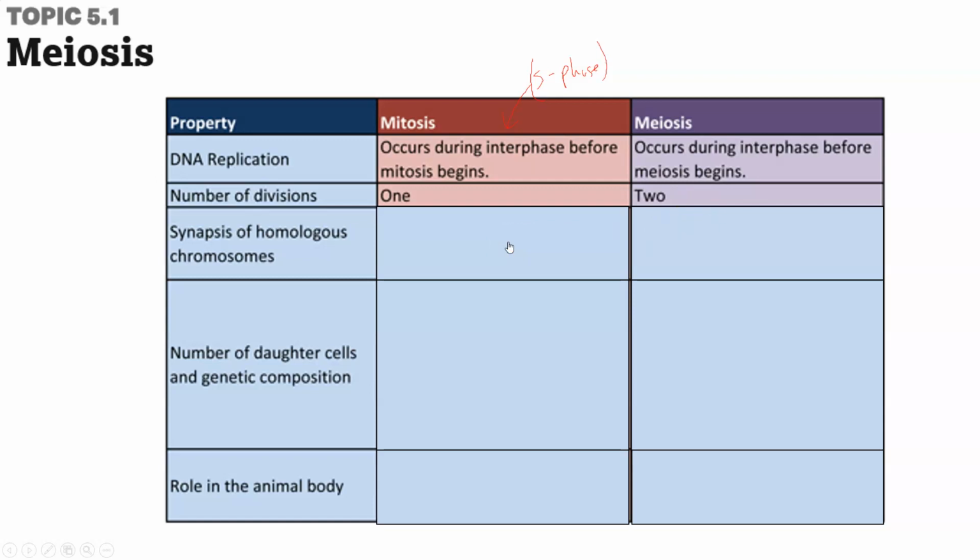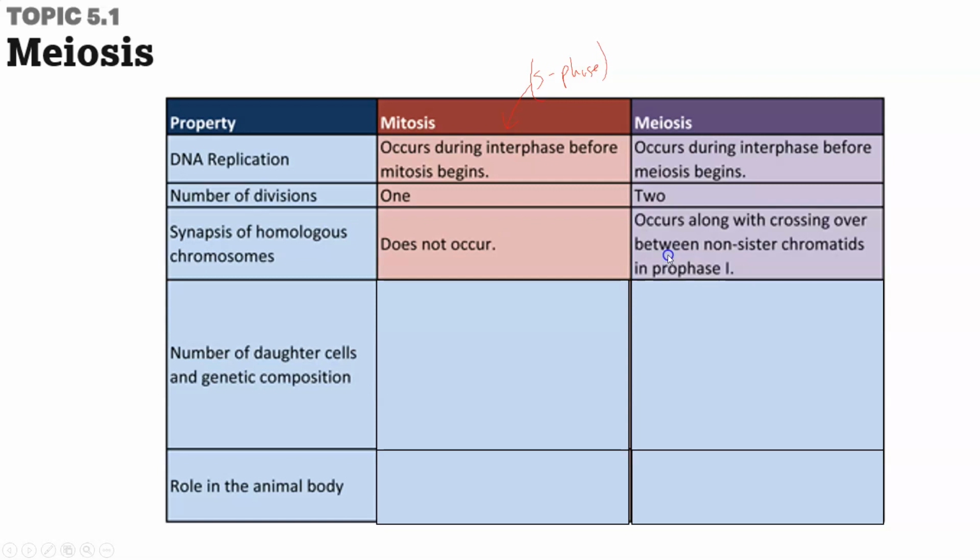Synapsis of homologous chromosomes. I'm not going to go too deep into this because we're going to talk about this in the next video. But this is essentially these chromosomes getting together and swapping DNA. This is a process called crossing over, and it occurs between non-sister chromosomes in prophase 1, which we will talk about again in the next video. So don't worry too much about that. But do understand this. You might want to write that in your notes so you can refer back to it.